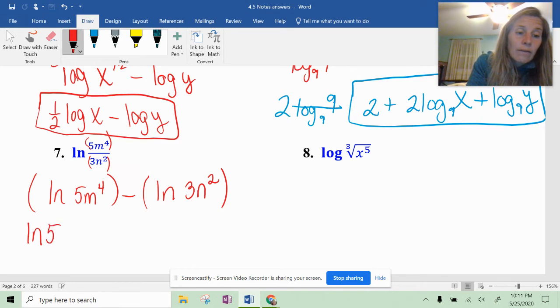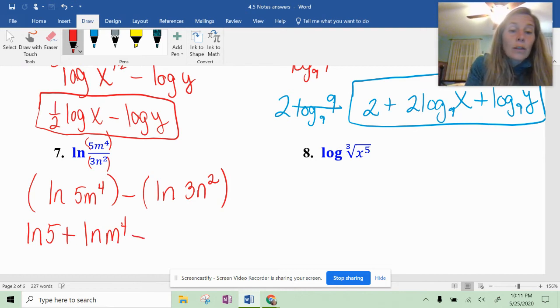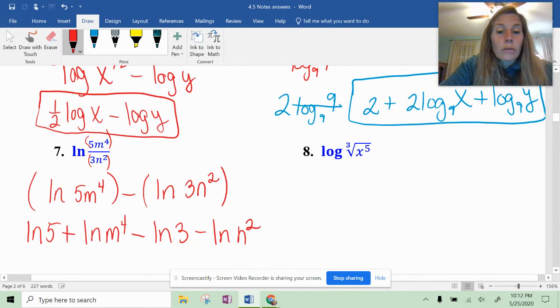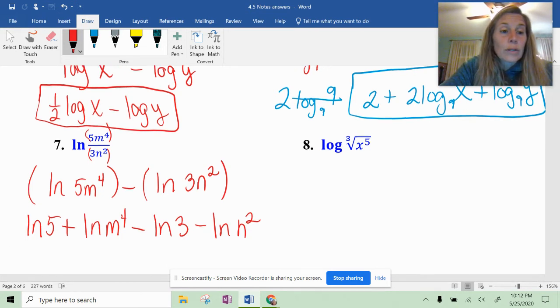So it's going to be ln 5, which is positive, plus ln m to the 4th, which is positive. And then the ones on the bottom are all going to be subtracted. So essentially they're all going to be minus. So minus ln 3 minus ln n squared. And then when you go from there, you're going to have to move those exponents out to the front.